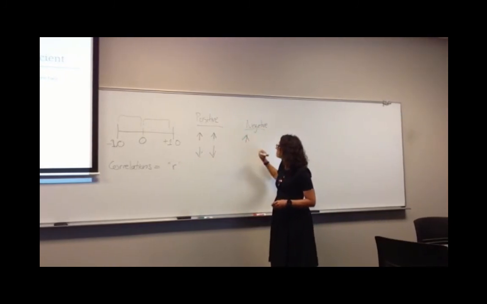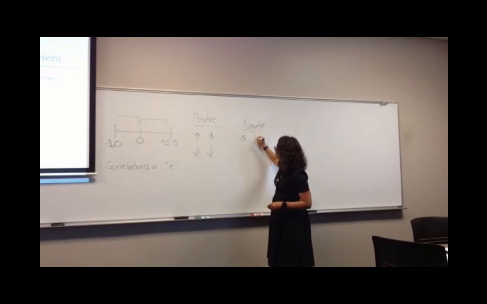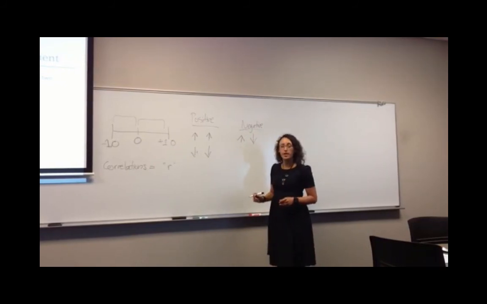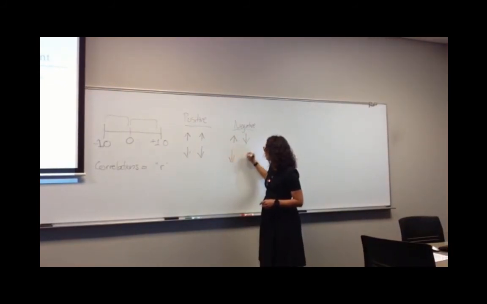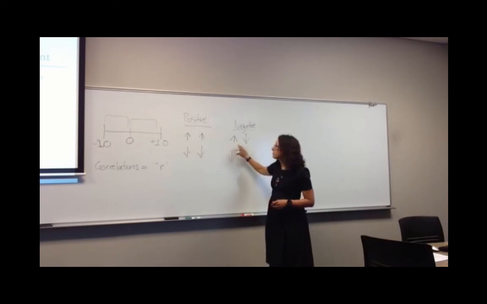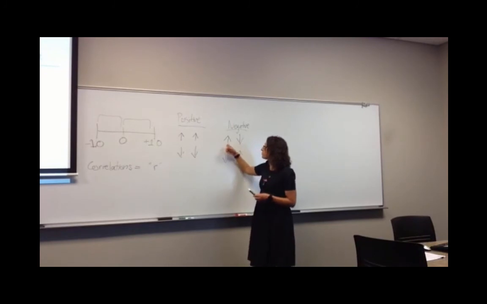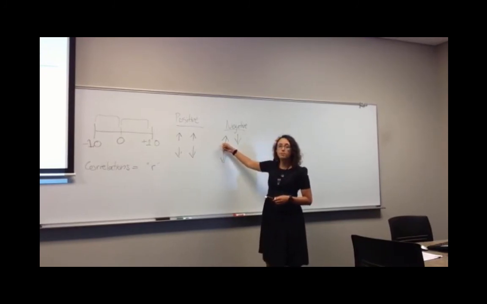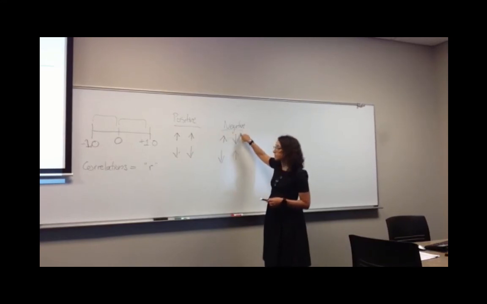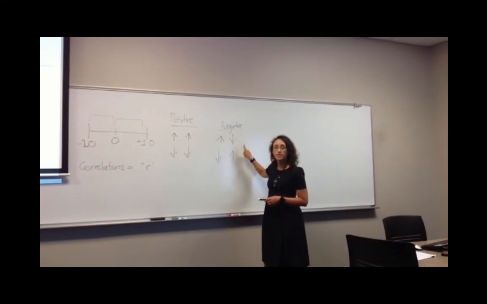As variable 1 goes up, variable 2 goes down. As variable 1 goes down, variable 2 goes up. So they move in opposite directions. So negative correlations don't have to be bad. For example, amount of orange juice consumed. As it goes up, the risk of cancer goes down. That is a negative correlation.